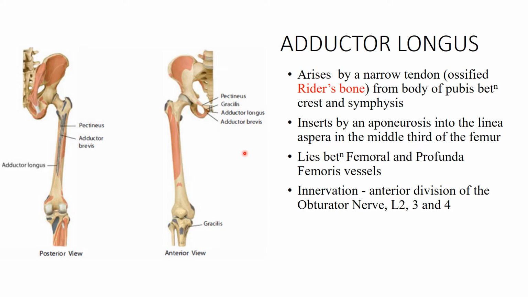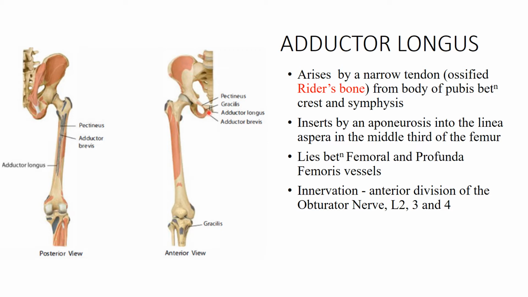So adductor longus, its origin is by a narrow tendon, and often this tendinous portion is ossified because of the continuous traction. In the case of the horse rider, they keep themselves in a continuous adducted position. To keep themselves on the horse, they keep them adducted continuously. Because of that, this portion is ossified. This adductor longus origin is ossified, and this ossified portion is known as the rider's bone.